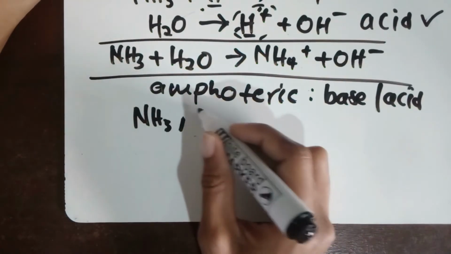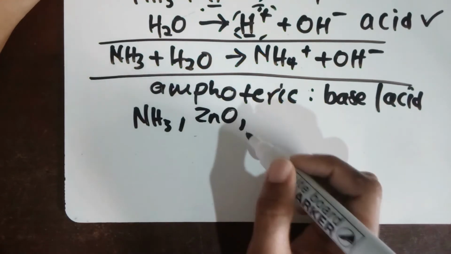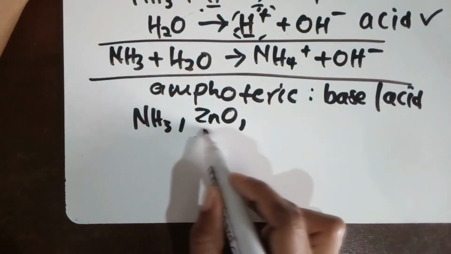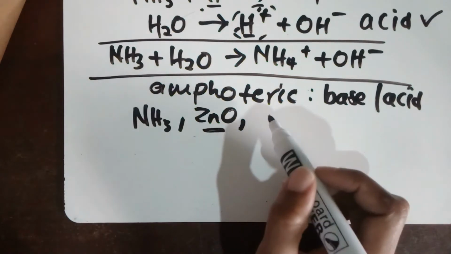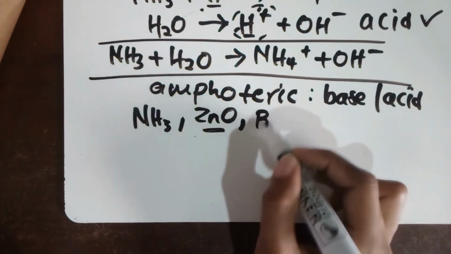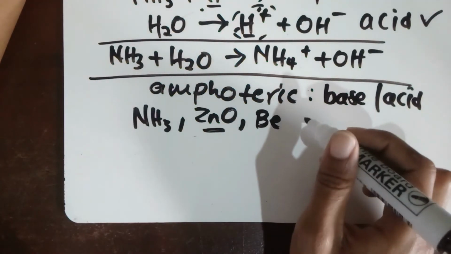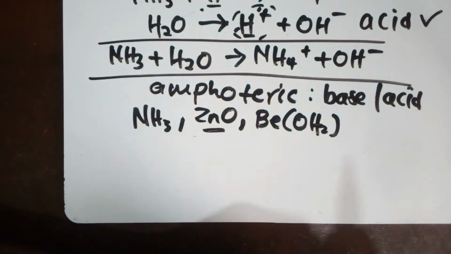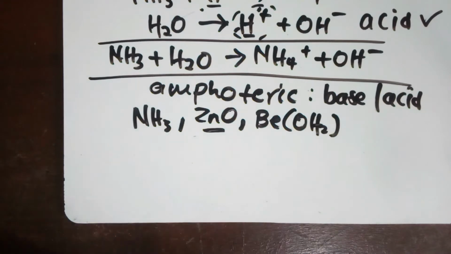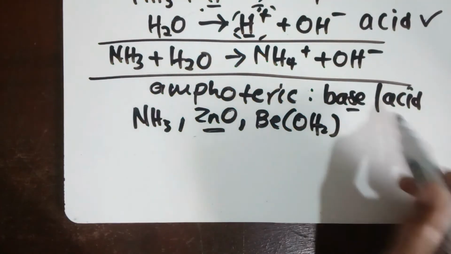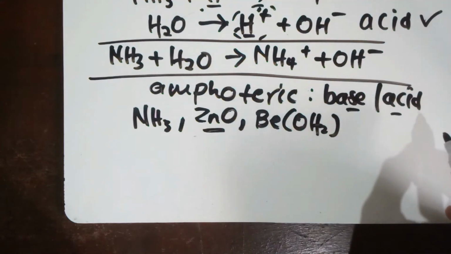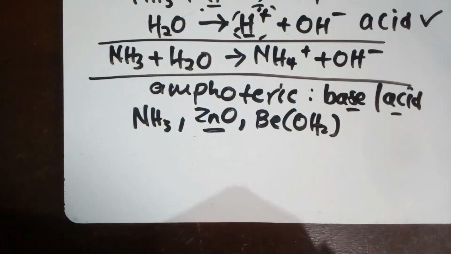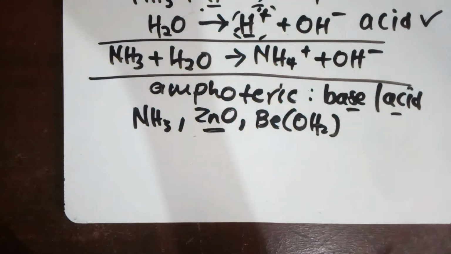We can also have zinc oxide. When I was doing my honors, I actually worked with this material of zinc oxide for solar cells. Or we can also have beryllium hydroxide. You can also try to find others. So these substances basically are amphoteric. It means that they can act either as bases or acids, right?